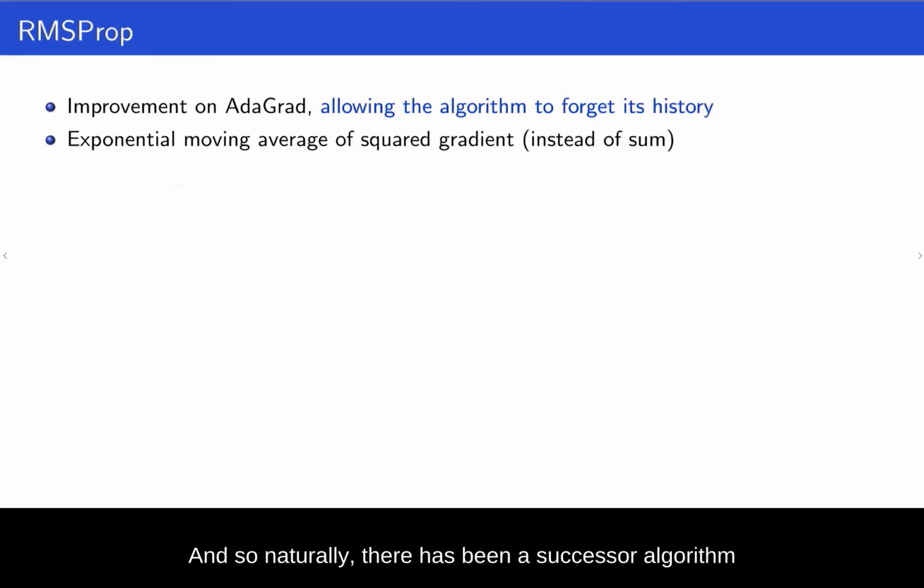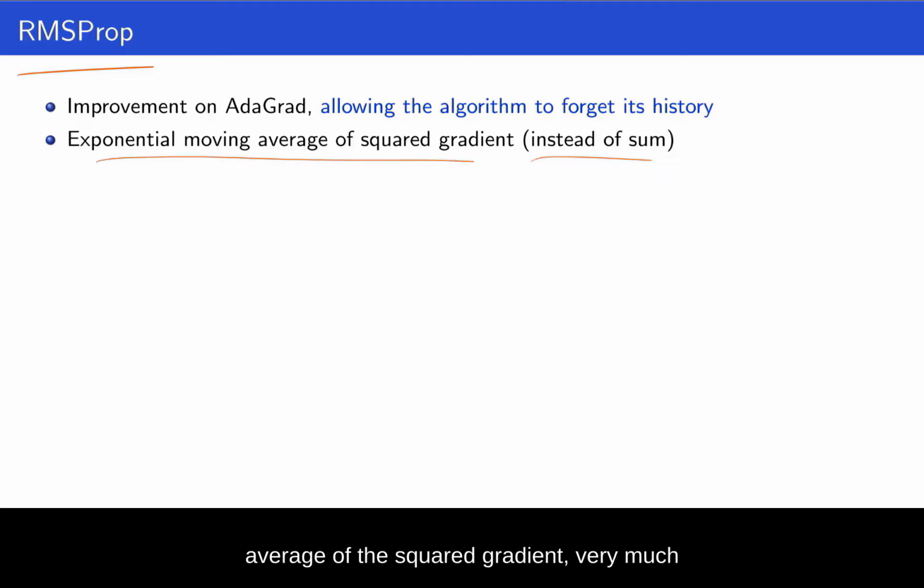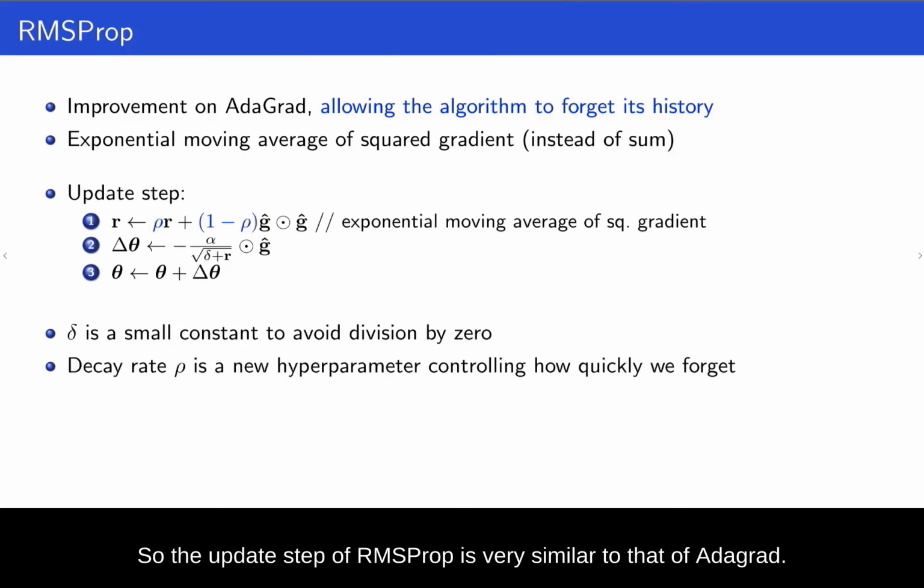And so naturally, there has been a successor algorithm that fixes this problem. Namely, there has been this RMSprop algorithm that is an improvement on Adagrad that allows the algorithm to forget its history. And it does so by replacing the sum of Adagrad by an exponential moving average of the squared gradient, very much like we had an exponential moving average for momentum. So the update step of RMSprop is very similar to that of Adagrad.